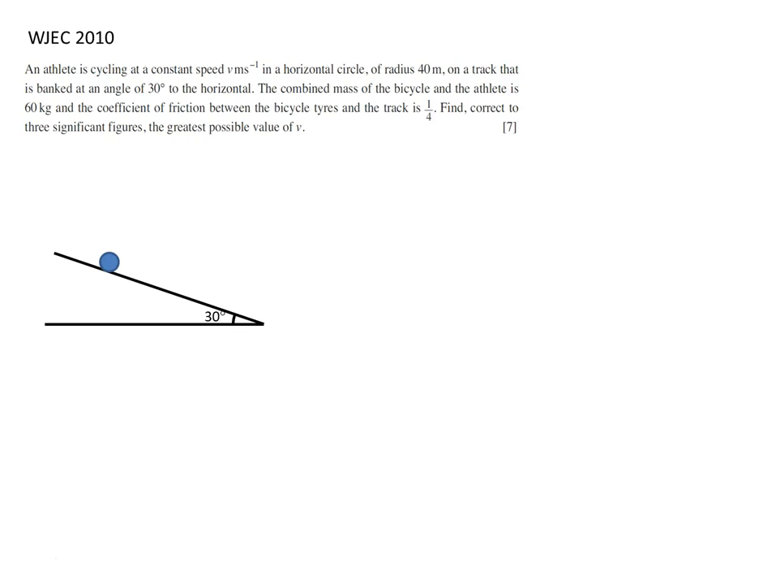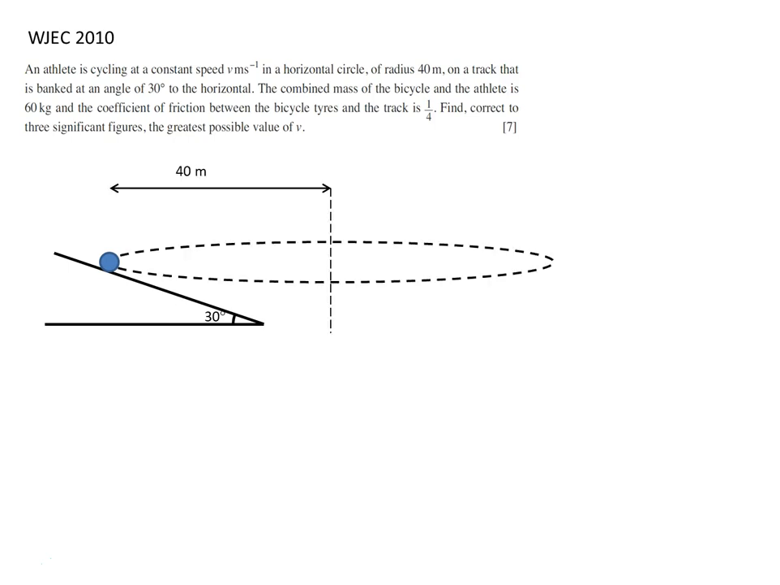So again, we need to start with the diagram, and straight away you'll notice that I'm going to treat the cycle and the athlete as a single object, and we're treating it as a particle, so we don't need to worry about the size of it at all. Okay, the cyclist is going round a circular track of radius 40 meters. And we're trying to find the maximum speed, so we'll put the maximum speed being v meters per second.